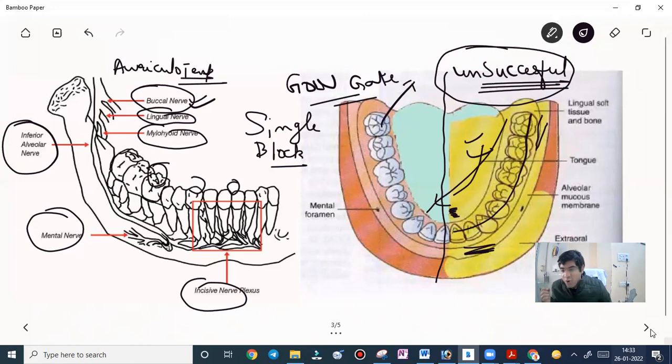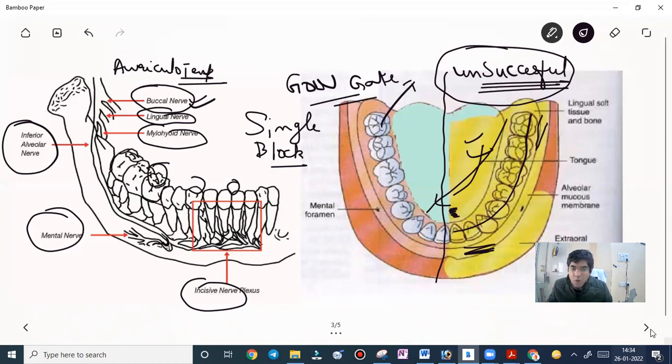Have you ever tried Gow Gates in your day-to-day practice? Yes. Try to be a successful dentist. Try again and again till you learn that technique. It is an easy tip and trick to grow your practice.